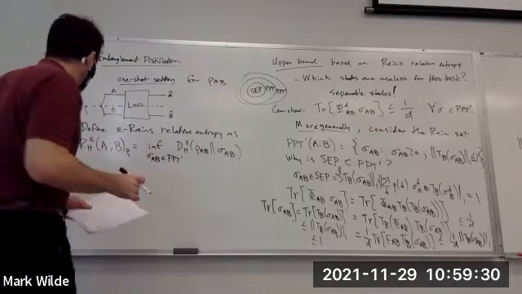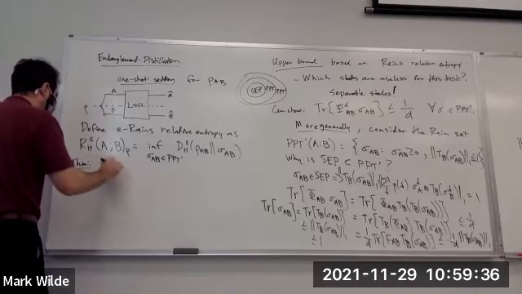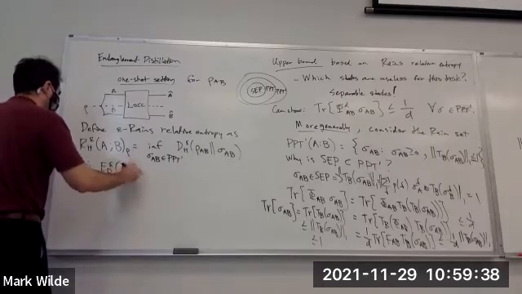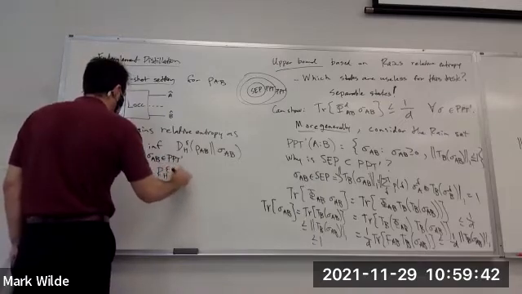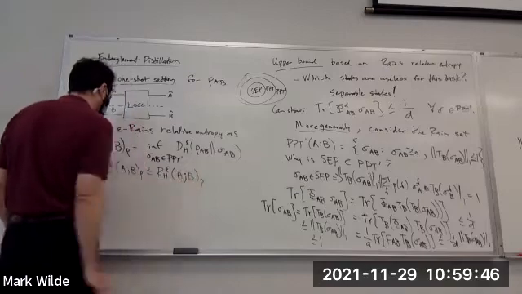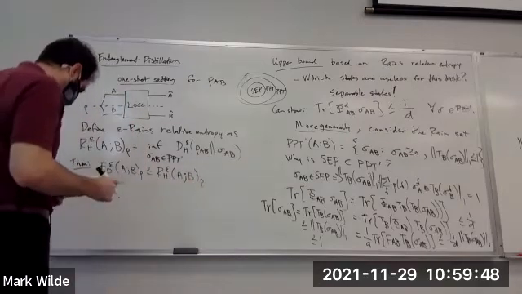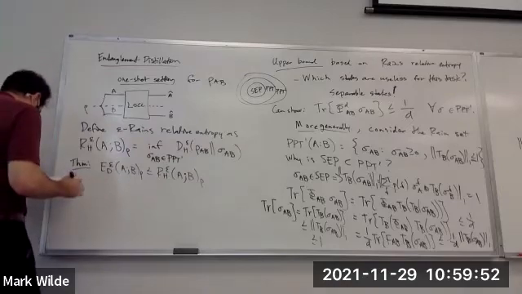And what we're going to show is that distillable entanglement is less than the epsilon Rains relative entropy. Okay. What is the proof?